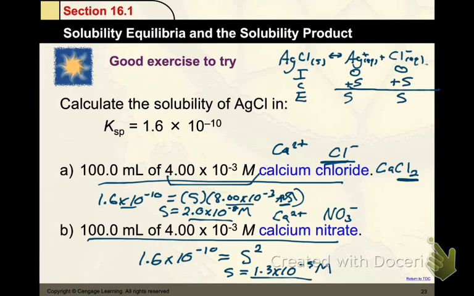As you see in the calcium nitrate, or if it was just in pure water, it's more soluble than it would be in the calcium chloride. And that's because of a common ion, the chloride. You have an increase in that, it's going to shift the equilibrium that way, making it less soluble by having an existing amount of that ion in solution.